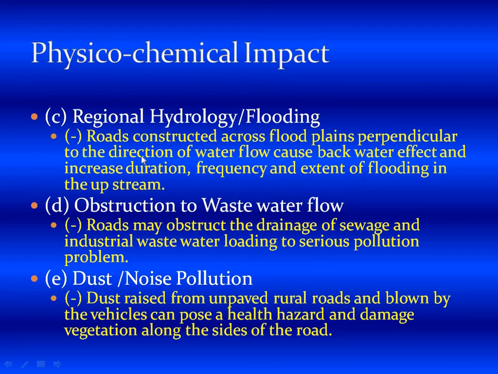Regional hydrology and flooding. Road construction across the flood plains, perpendicular to the direction of the water flow, causes a backwater effect and increases the duration, frequency, and extent of the flooding upstream. It obstructs the wastewater flow. Roads may obstruct the drainage of the sewage and industrial wastewater, leading to serious pollution problems. So wastewater flow will be obstructed.